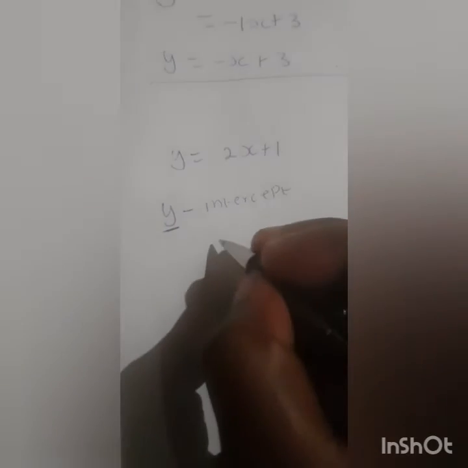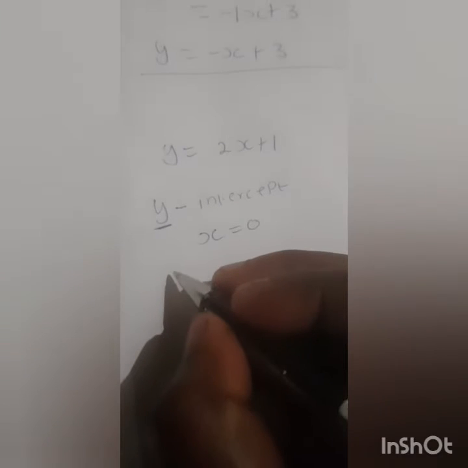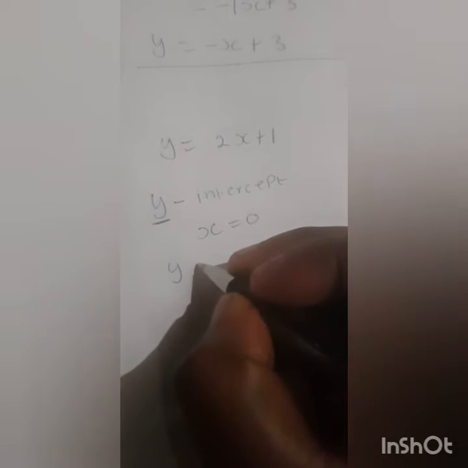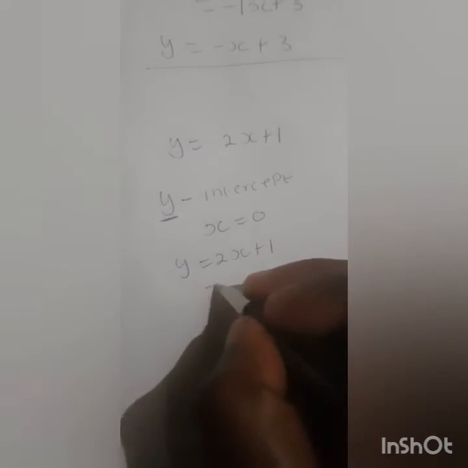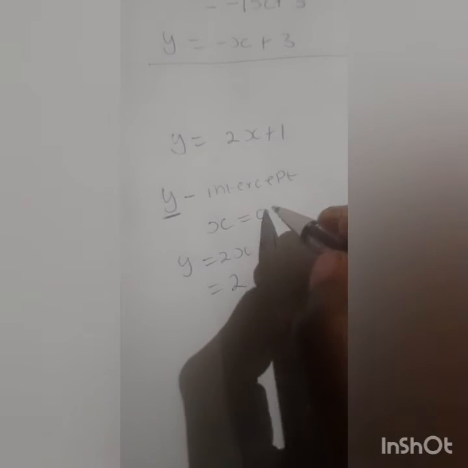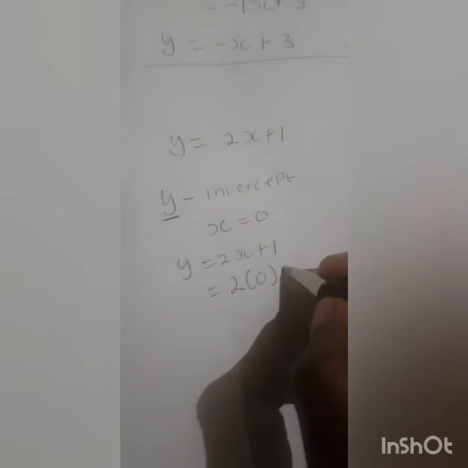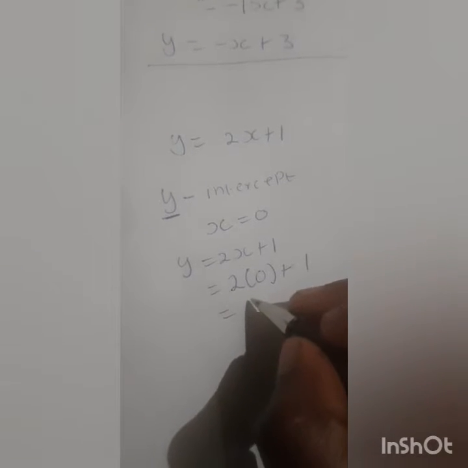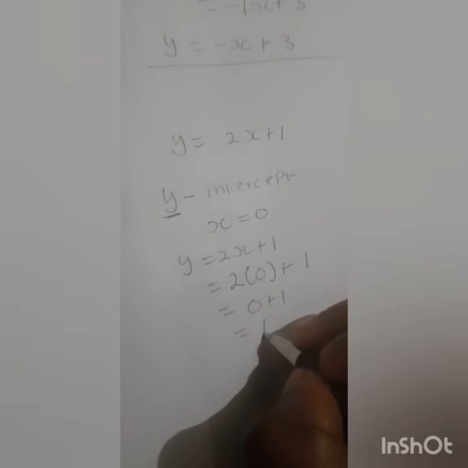Yeah, so when you want the value of y, you make your x 0. X is equals to 0. So I prefer to rewrite the equation just so that I substitute correctly. I'm going to rewrite my equation, so it's 2x plus 1. And where I see x, I substitute by putting it inside the brackets, plus 1. So it means now my y is equals to 2 times 0 is 0, 0 plus 1. So my y is 1.